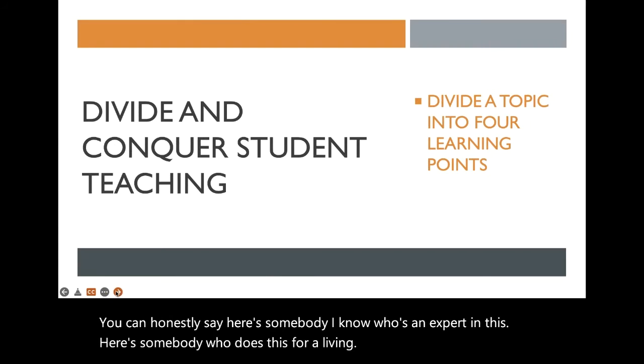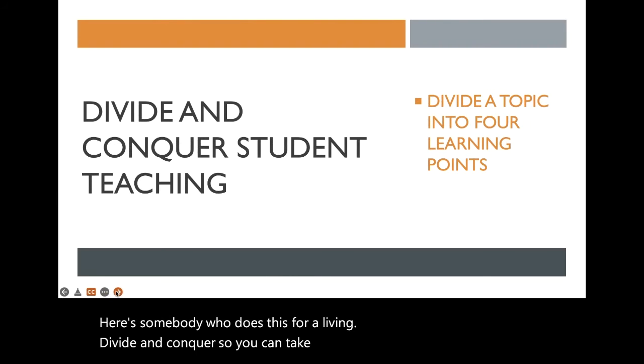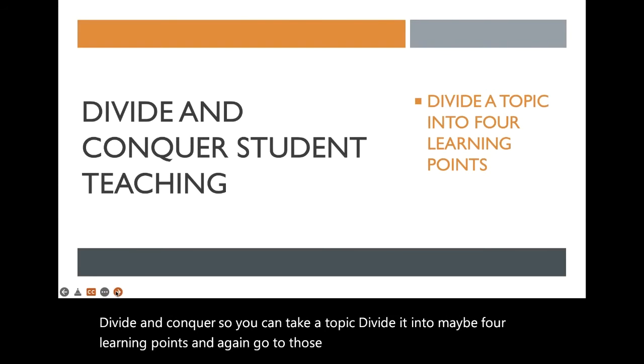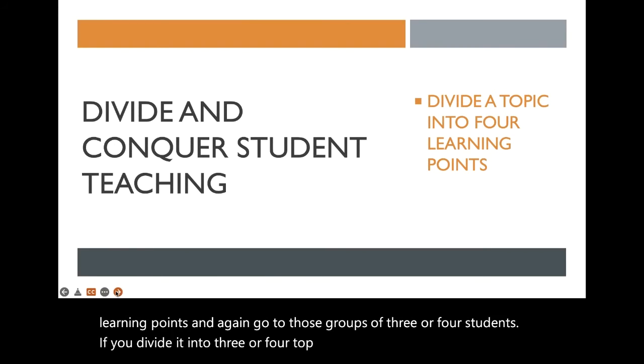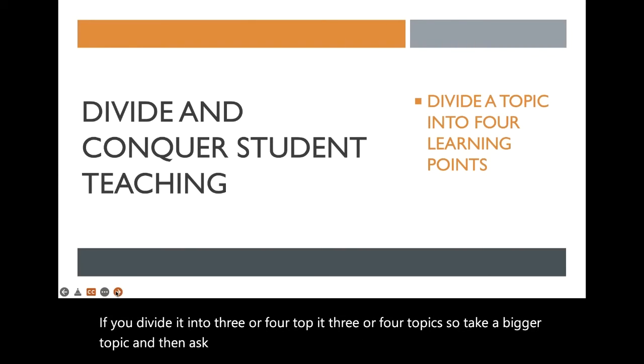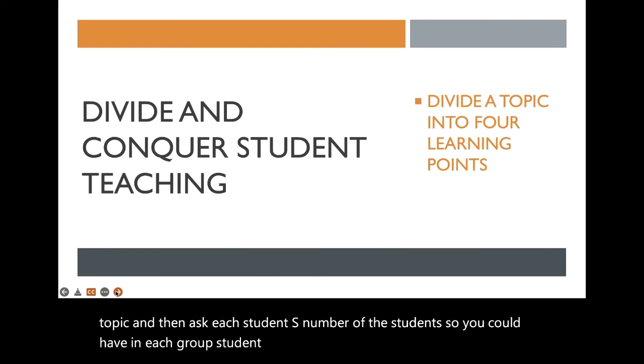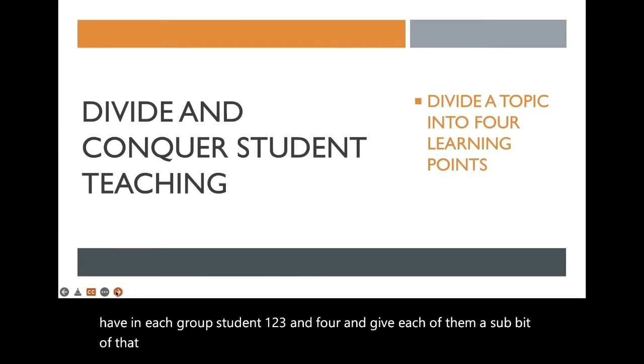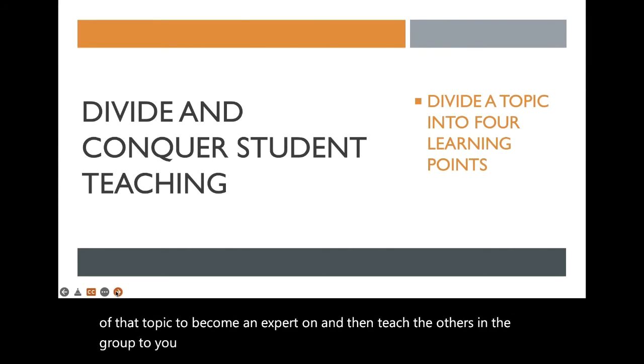Divide and conquer. So you can take a topic, divide it into maybe 4 learning points, and again, go to those groups of 3 or 4 students. If you divide it into 3 or 4 topics, take a bigger topic and number the students, so you could have in each group student 1, 2, 3, and 4, and give each of them a sub-bit of that topic to become an expert on, and then teach the others in the group what they've learned about the topic.